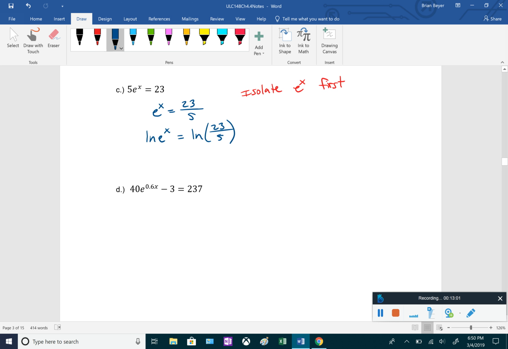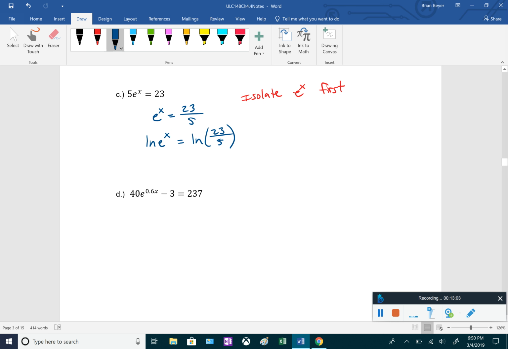So the ln of e to the x, the ln and e are inverses, they cancel. We're just left with x on that side. We're left with x equals the ln of 23 over 5. So make sure that you are not writing this as ln of 23 divided by the ln of 5. That is something different. So typing this in the calculator, ln of 23 divided by 5, we get about 1.53.